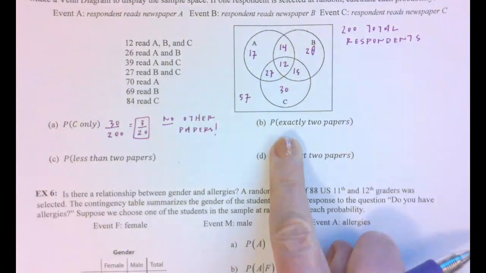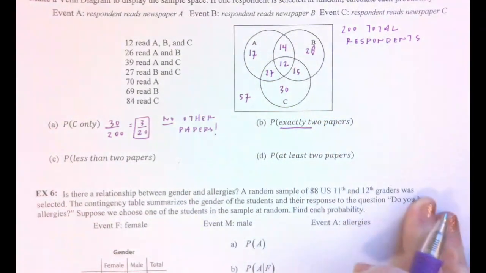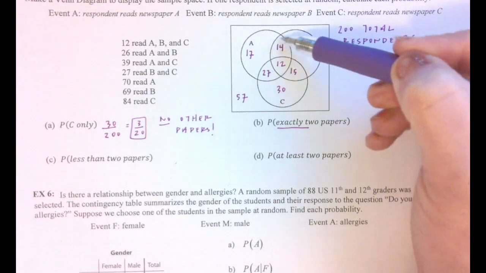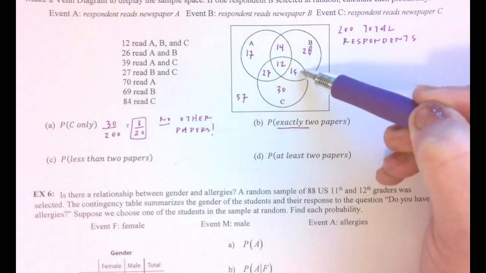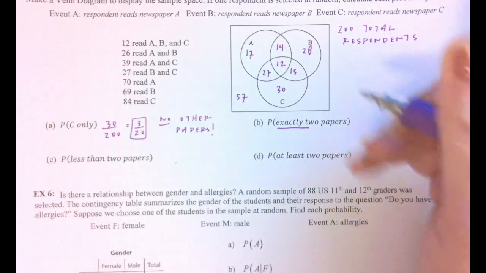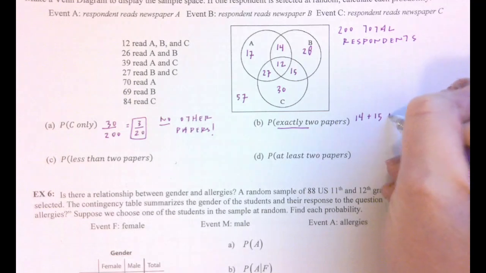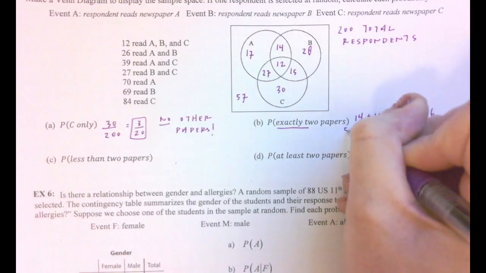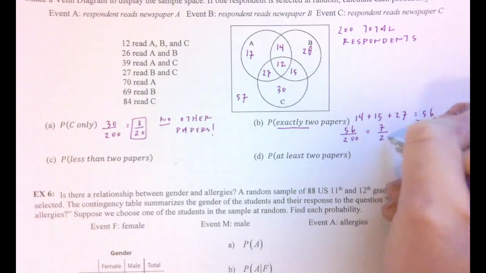Okay. For B, exactly 2 papers. Exactly 2. Okay. So let's look at those regions. This 14 right here only read A and B. Exactly 2. This 15 only read B and C. So again, exactly 2. This 27 read A and C. So again, exactly 2. So I'm adding that 14, 15, and 27 gets me to 56. I take 56, divide it by 200, reduce it down, and I get 7 out of 25.